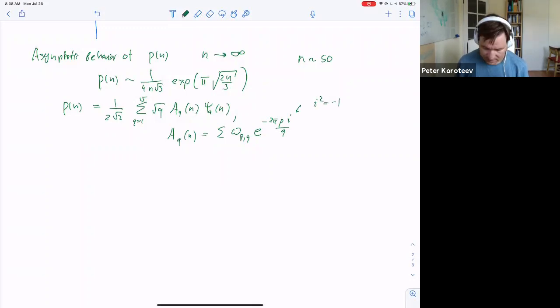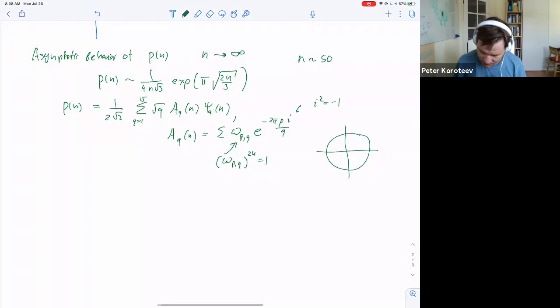Omega_{p,q} to the power 24 is equal to 1. It's one of the primitive 24th roots of unity. You have a solution of z to the power n equals 1 in the complex plane, and it's not just z equals 1. If you have a complex number on the unit circle with some angle alpha, and alpha is 2 pi over n, then exponentiating it to the nth power gives you 1 again. For 24, there will be 24 points on the unit circle, 24 solutions of this equation, and omega_{p,q} is one of those solutions.